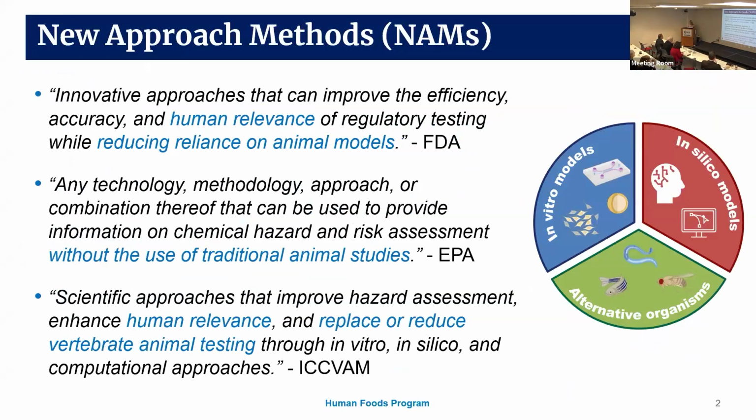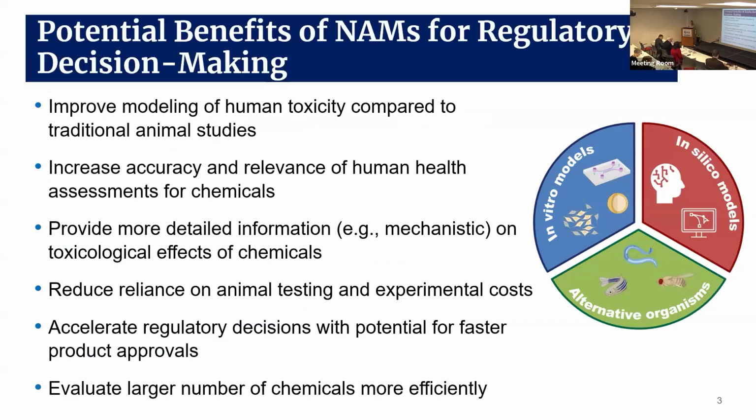I think Craig did a good job of talking about the fact that there's no single unified definition for NAMs. But I do want to point out, as he alluded to as well, that within these different definitions there are some commonalities that are generally seen. For example, NAMs are mentioned to improve human relevance and to reduce the reliance on animal studies. I just want to point that out to introduce NAMs and not be too repetitive of what Craig said.